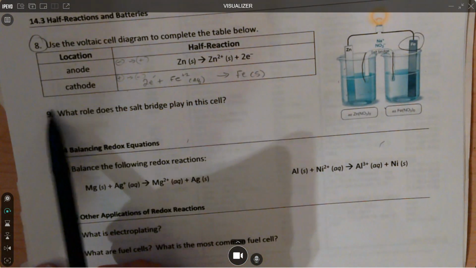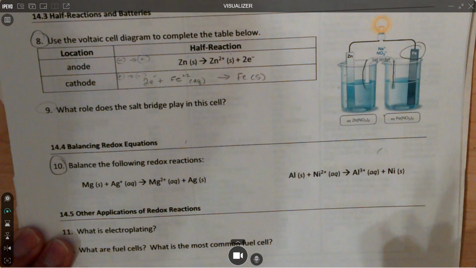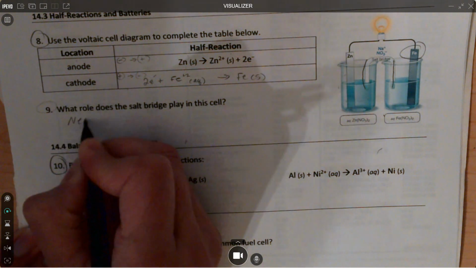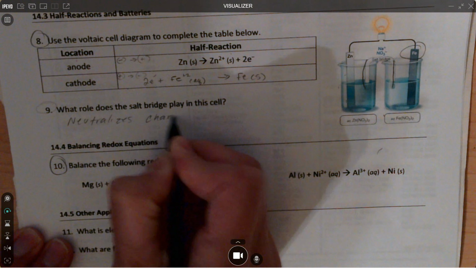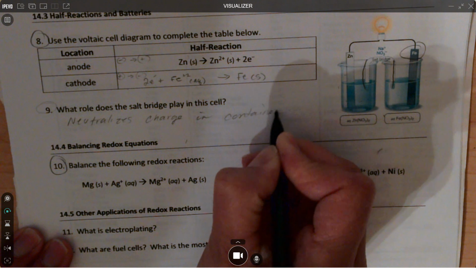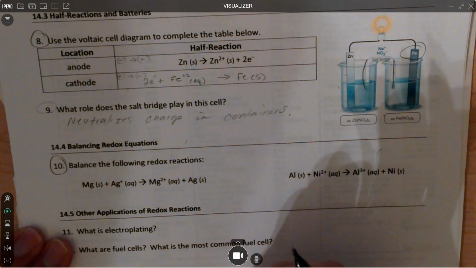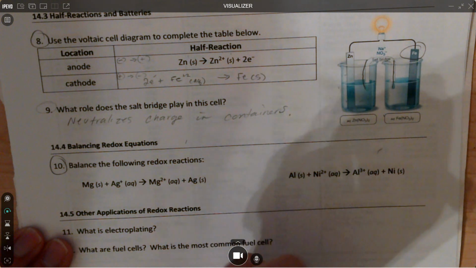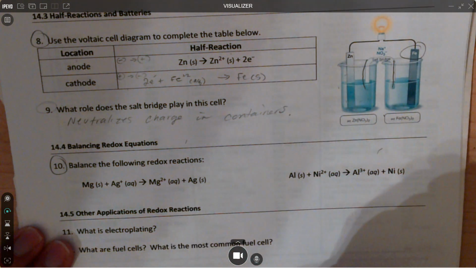See, that was for this question here. Okay, so it just balances and neutralizes the charge in containers. Right? So, like I said, the positive sodiums migrate towards the cathodes, and the negative nitrates migrate towards the anodes to balance out the different charges that are there.